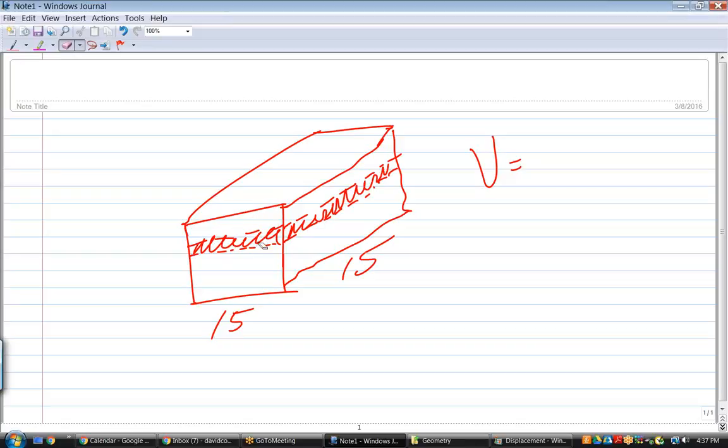What I want is the volume of this sliver of water that is 3 centimeters high. Well, that's its own rectangular prism all on its own. What is the volume of that little sliver of rectangular prism? 15 by 15 by 3, exactly. And that's the way you want to do all of these displacement problems.